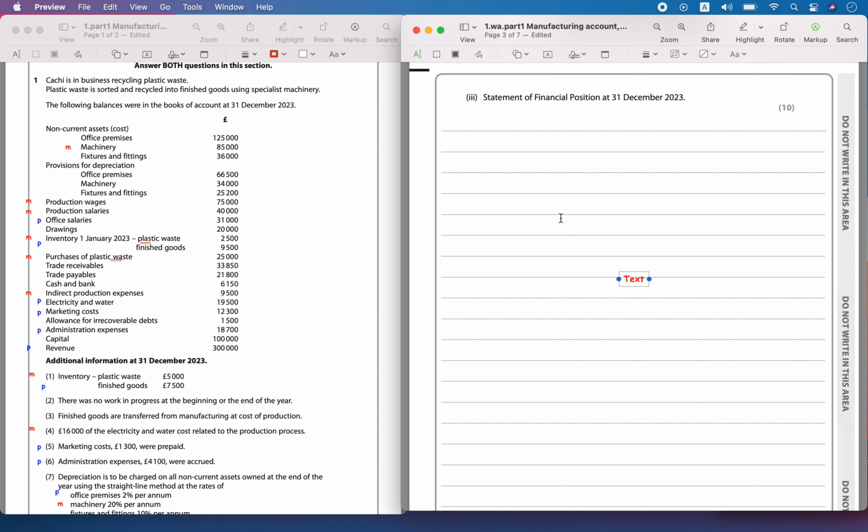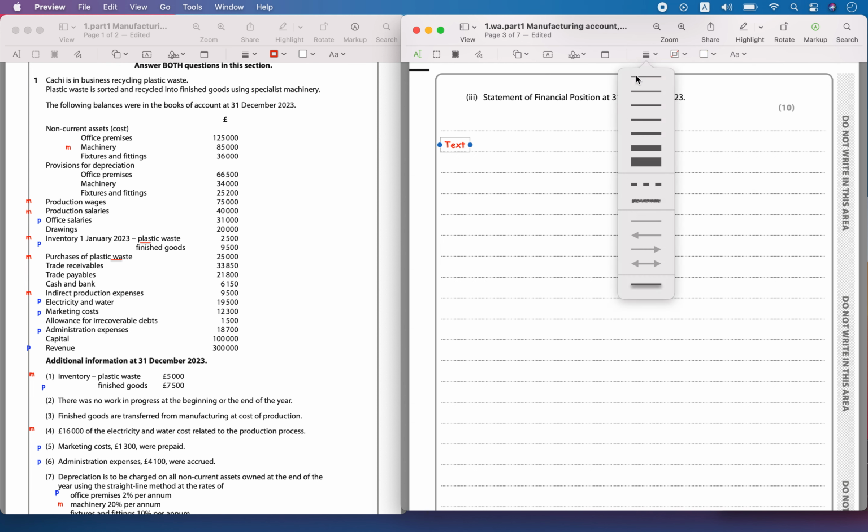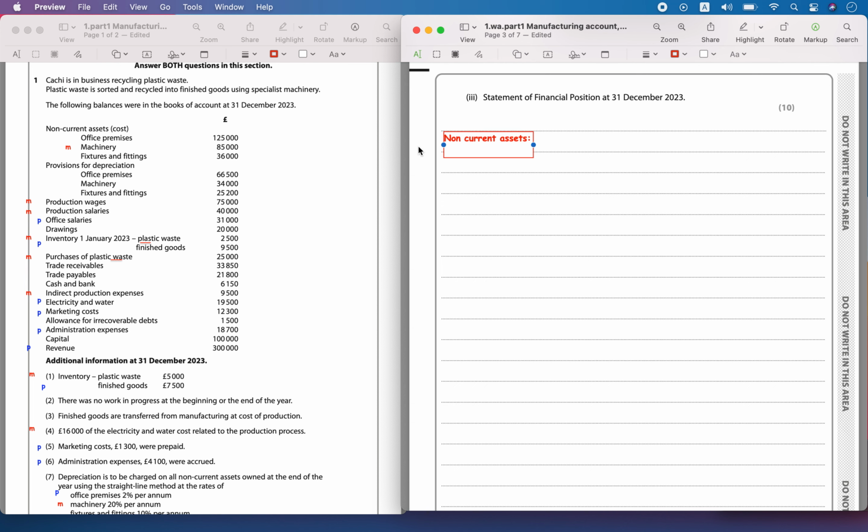So let's calculate. The first one is going to be the non-current assets. Let's write all the non-current asset values. There are three non-current assets: office premises, machinery, and fixtures and fittings. So let's write that. These are the three non-current assets.